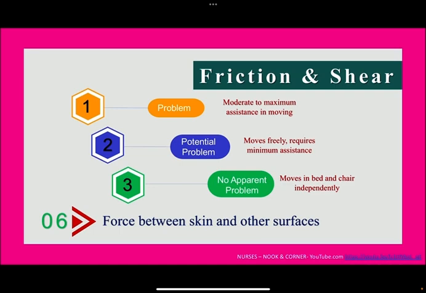You can see that friction and shear consists of 3 points, graded from 1 to 3, not like the other categories, which are graded from 1 to 4. But for friction and shear, it is only 3 points to be graded.